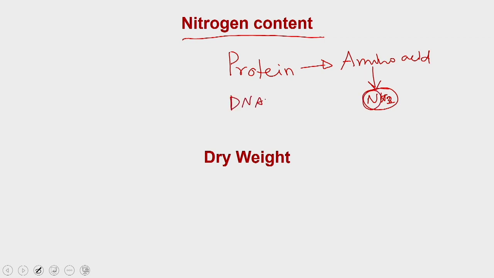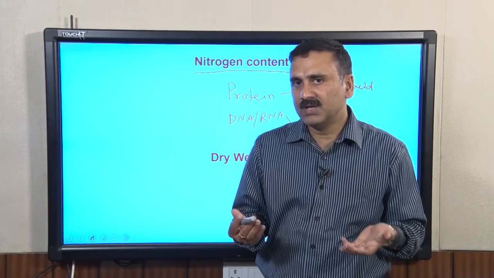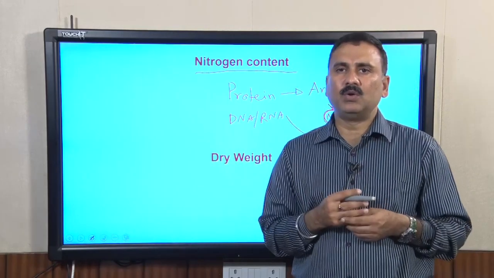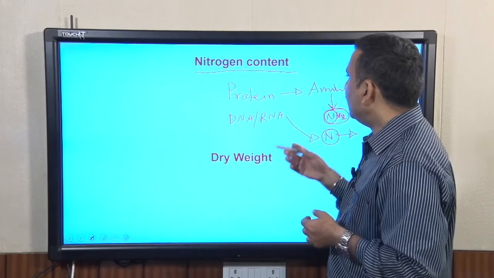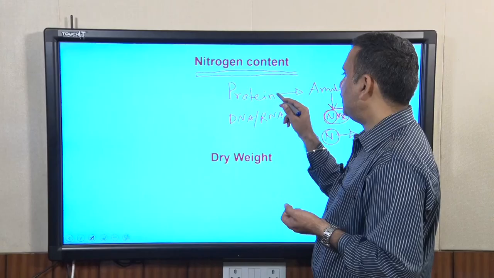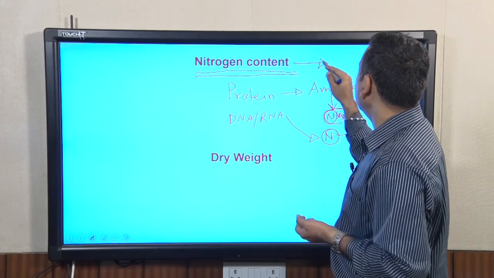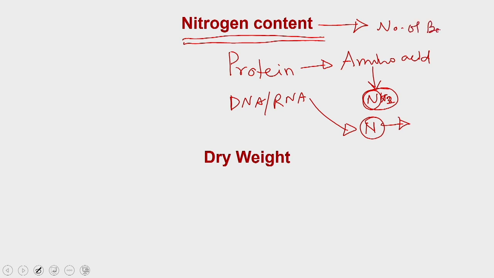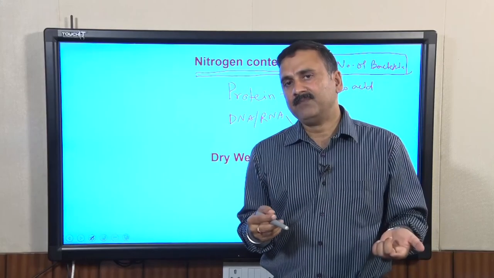Apart from this, the DNA or the RNA also contain nitrogen, because they have purine or pyrimidine bases, and these bases contain nitrogen. Some of the other biomolecules present also contain nitrogen. So if you would like to count the number of bacteria in a given culture media, you can calculate the amount of nitrogen present, which correlates to the number of bacteria in that particular media, because the cell-bound nitrogen indirectly indicates the number of bacteria present in the solution.